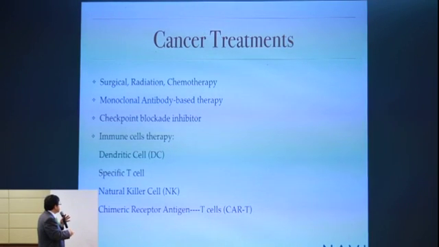And the most important immunotherapy is to use dendritic cells, specific T cells, natural killer cells, and the newest technique, chimeric antigen receptor T cells, named CAR-T.